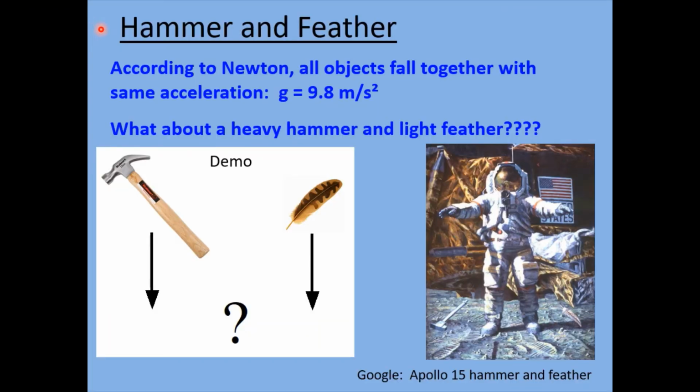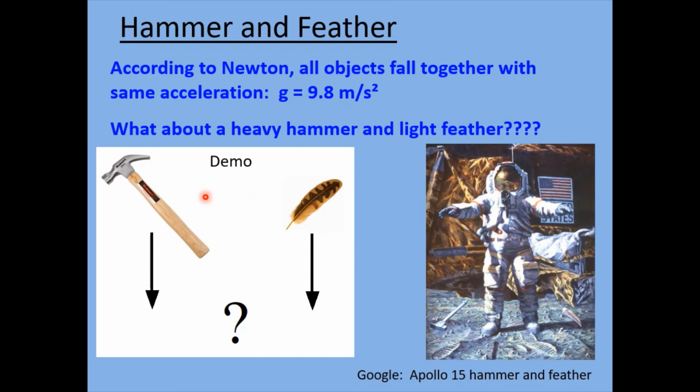So according to Isaac Newton, all objects fall together with the same acceleration of g equals 9.8 meters per second squared. How about if we did this with a hammer and a feather? Well, this is kind of like the demonstration I just showed you with the coffee filter. Because of wind resistance or drag, the feather, of course, on Earth is going to float to the floor very slowly compared to the hammer.